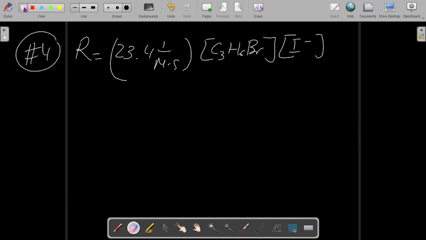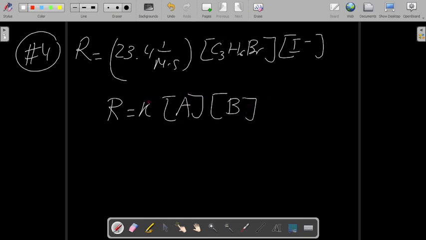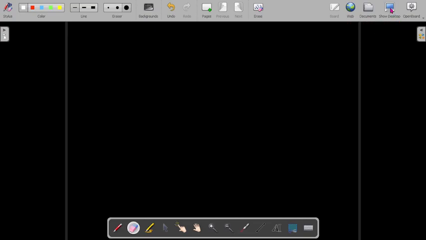To find k, just plug it in. Pick a trial, put the rate for that trial in here, the concentration of A, remember this is A to the 1, and the concentration of B also to the 1. Pick one of the trials, it doesn't matter which one, just use the same trial for all the information. That allows you to find k, which is this value right here. And that finishes extra practice problem number 4.